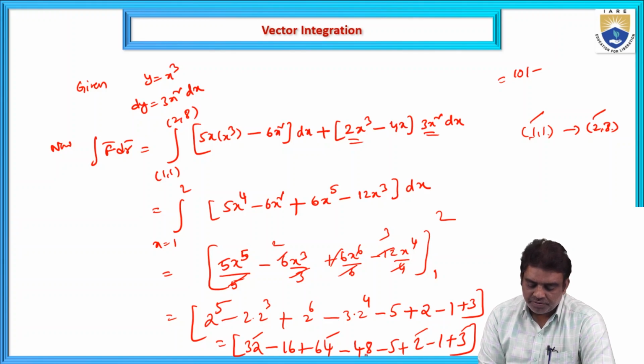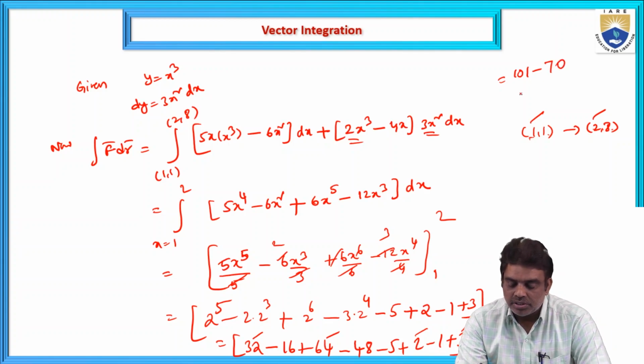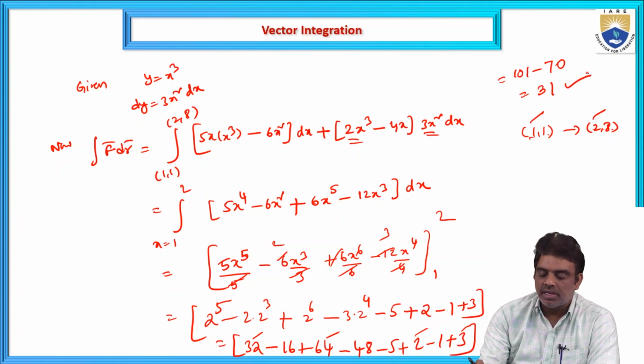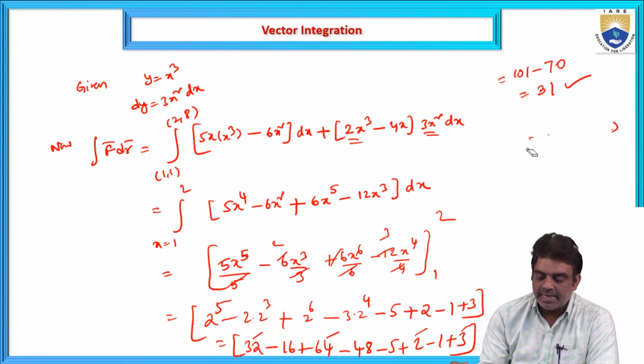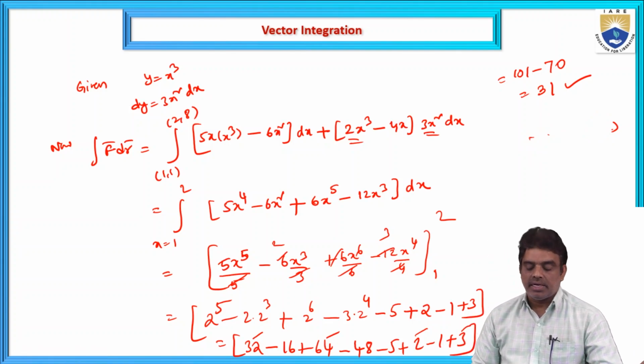So this is 50, 48 plus 16, 64, am I right? 58 plus 6, 64, 64 plus 5, 69, 70, minus 70. So this is equal to 31, the required solution of the given line integral. 101 minus 70, that is equal to 31, right?